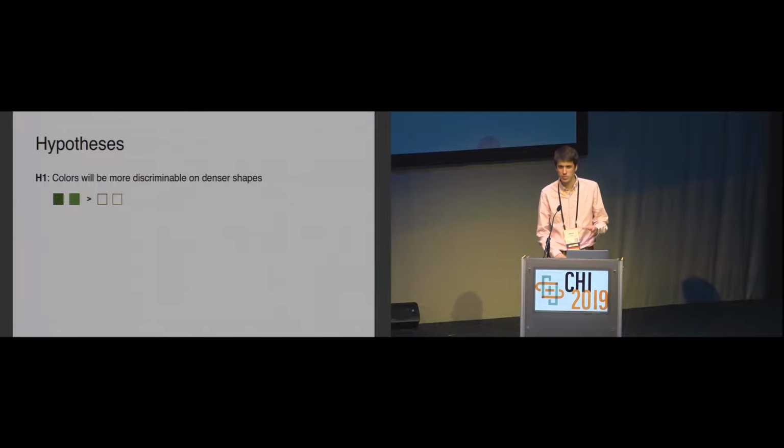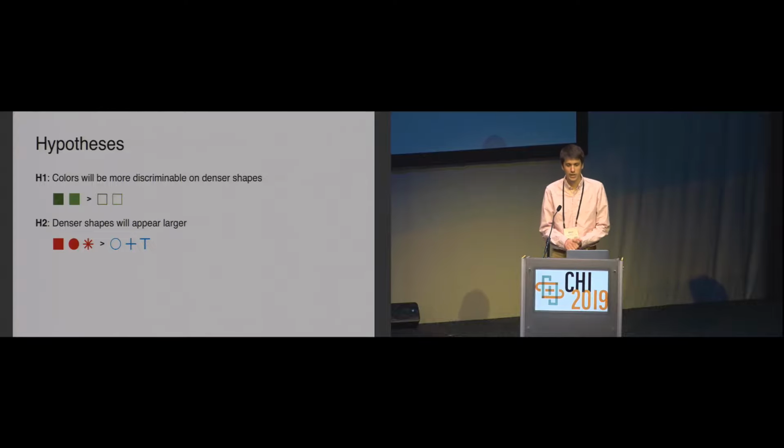First, we expect colors to be more discriminable on denser shapes, and this hypothesis stems from prior experiments that have shown that color discriminability is proportional to mark size. Secondly, we expect denser shapes to appear larger, and this hypothesis stems from the idea that when comparing the size of 2 marks, users might resort to other aspects of a mark, such as density, which could alter perceived size.